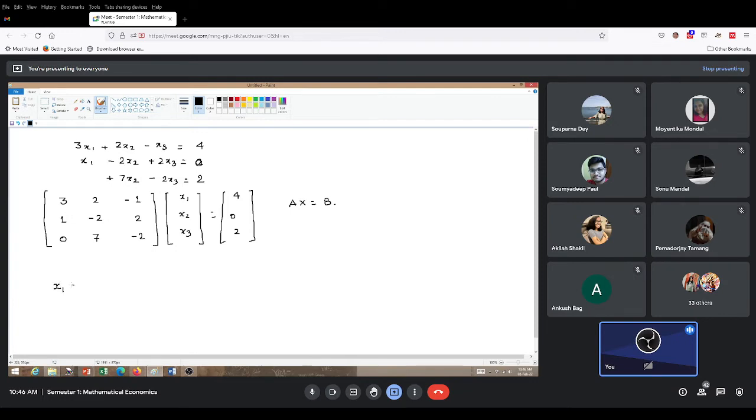So x1 will be, let's do the denominator first. We take the determinant, okay? So that means this is the determinant of A. 3, 2, minus 1, 1, minus 2, 2, 0, 7, minus 2.